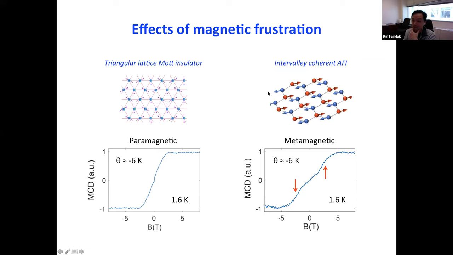But once we actually put the charge in both layers so that they form a honeycomb lattice, you can immediately see a metamagnetic transition in the spin polarization versus magnetic field plot. These two states have pretty similar Curie-Weiss temperature and basically the same measurement temperature. The only difference is a triangular lattice versus a honeycomb lattice. And I thought this actually shows nicely the effect of geometric frustration in the system by just tuning the electric field.